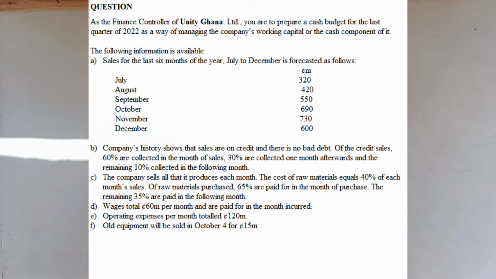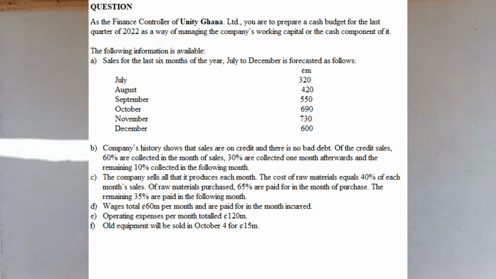We are told that 60% are collected in the month of sale, and then 30% are collected 1 month afterwards. So please take note. And then the remaining 10% in the following month. So that is the order. Anytime you are reading a cash budget question, these things are very important for you to analyze, and we need to take our time and understand before we prepare the schedule of cash collection from debtors.